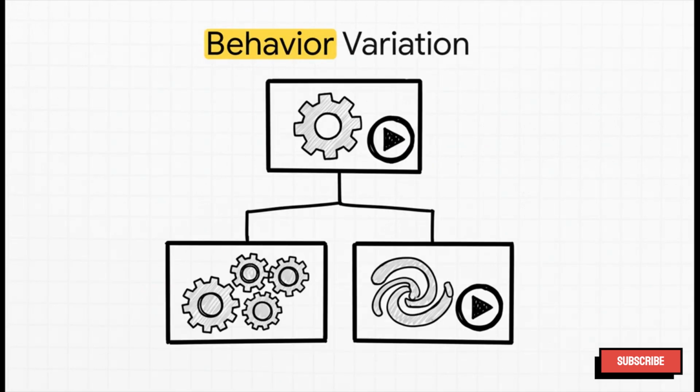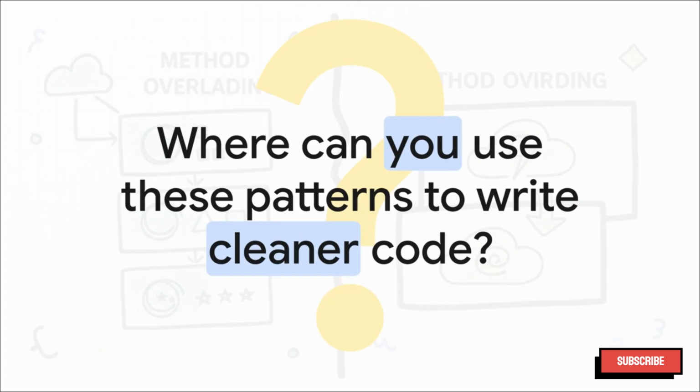And the other half of the coin. Overriding is all about behavior variation. Same input, same method name, but a totally different way of doing things. If the how changes, it's overriding. So, you see, this isn't just some abstract theory for an exam. These are tools you'll use constantly to write cleaner, more flexible, and more powerful code.